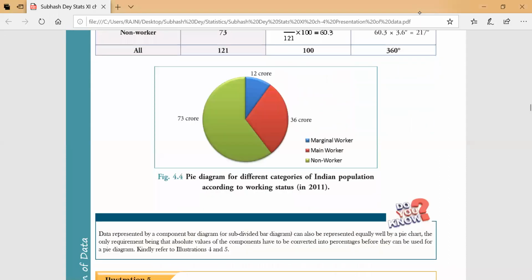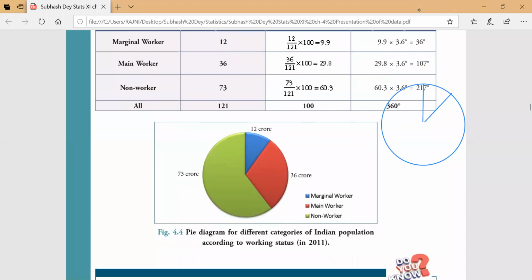Simply, initially, you just have to draw a circle of any radius. After that, you just have to take a radius and make an angle of 90 degrees initially. After that, by putting the protractor or the compass here, you just have to draw the angle like this. The angle here is 36 degrees.